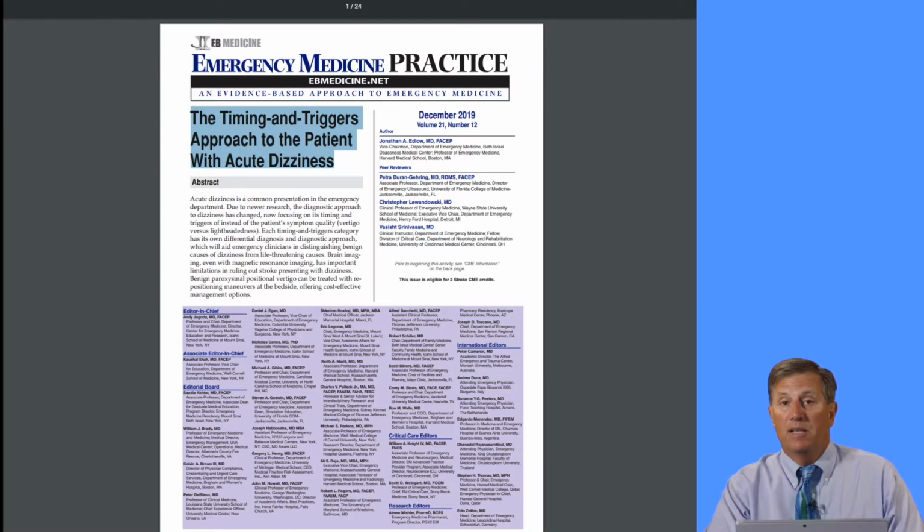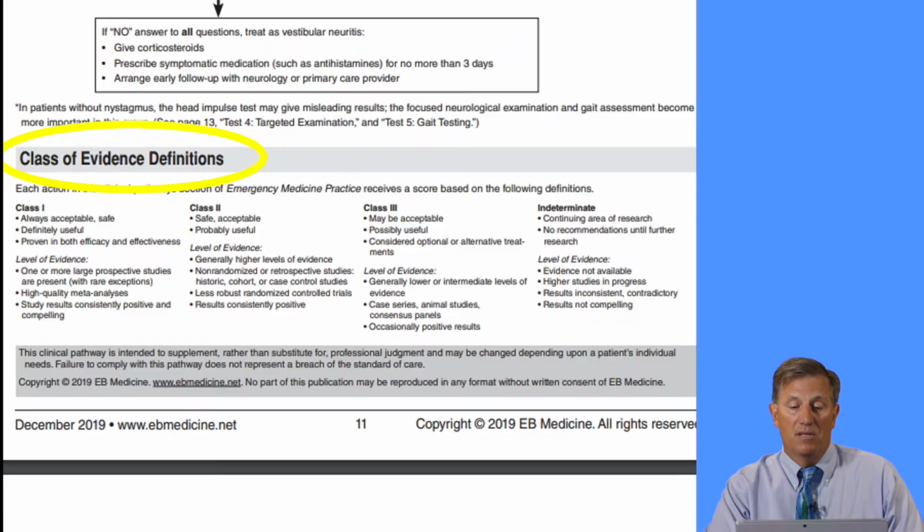Note that EB Medicine has put Emergency Medicine Practice monographs out for the past 26 years, and these monographs are quite useful in providing care of patients with acute emergencies of all types. Please note that in the clinical algorithm, there are some class of evidence definitions as listed below. Obviously, Class 1 recommendations are based on the best evidence. Class 2, less secure, less definitive evidence. And Class 3 are the ones that have the weakest evidence and are simply recommendations to be considered.